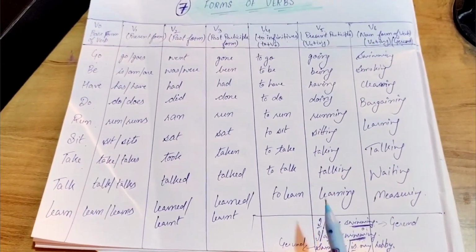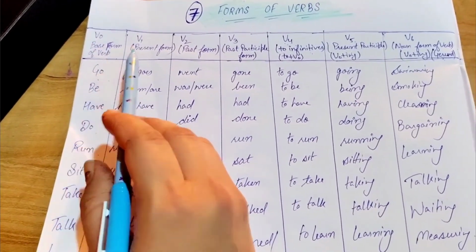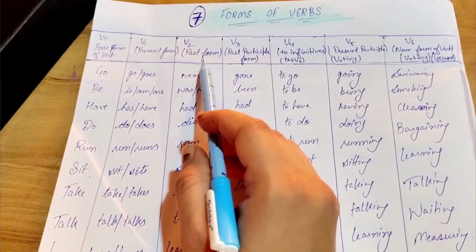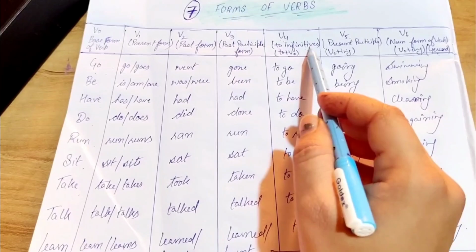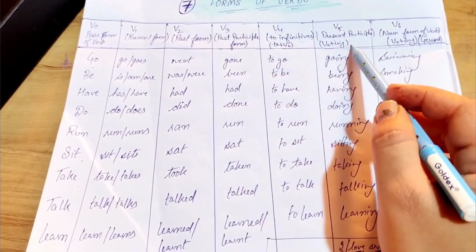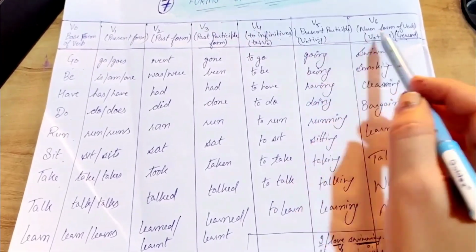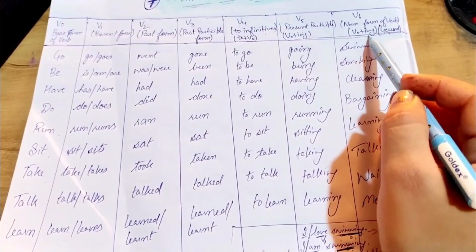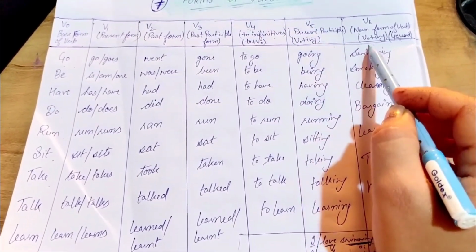So these are the 7 forms of verb. This is zero form, base form of verb. This is first form, present form of verb. This is second form, past form of verb. This is third form, past participle form of verb. These are two infinitives, which are a combination of to plus verb zero form. This is present participle form, which is a combination of verb zero form and -ing. This is gerund, which is a combination of verb zero and -ing. They too look the same, but they too act differently in sentences.